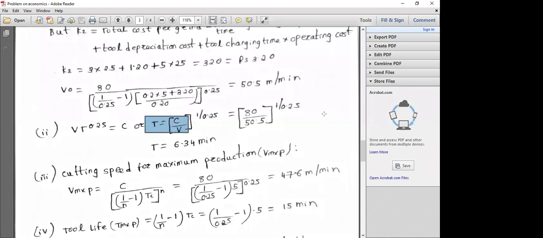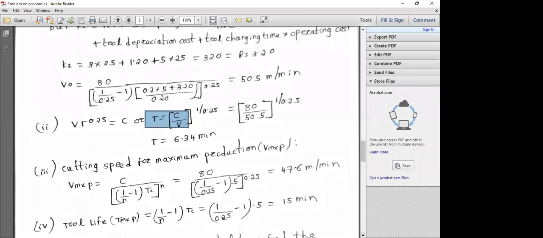So what is tool life? Tool life for the maximum production rate is given by TMPR. It is simply given as 1 by n minus 1, into TC. TC is the tool changing time, which is given as 5 minutes again. You just substitute that n and TC, and you'll get the tool life for maximum production rate. It's 15 minutes only.